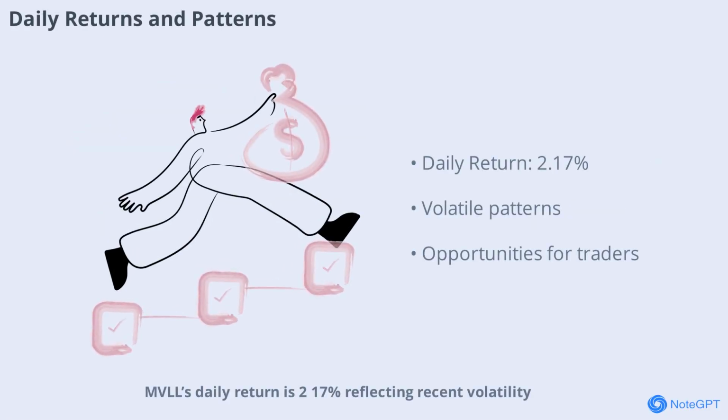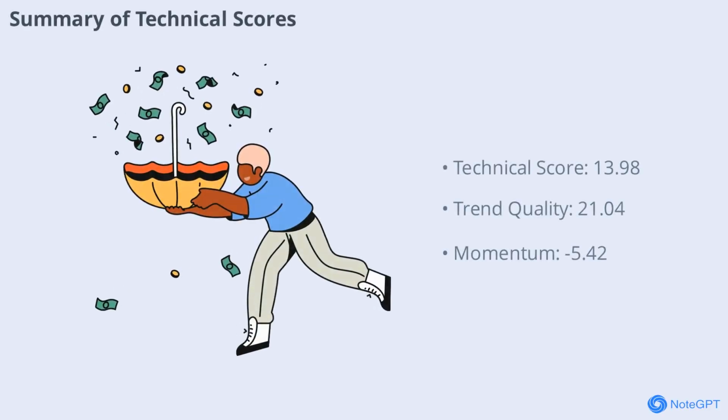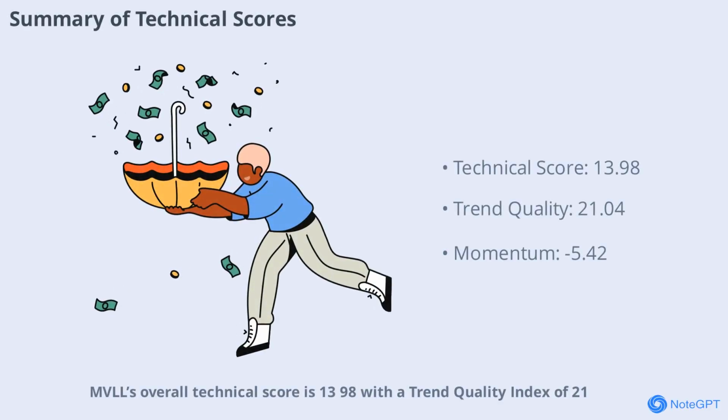MVLL's daily return is 2.17%, reflecting recent volatility. Patterns in daily returns can help identify periods of momentum or consolidation. Over the last quarter, the stock has alternated between sharp rallies and pullbacks, creating opportunities for both short-term and long-term traders. MVLL's overall technical score is 13.98, with a trend quality index of 21.04 and a momentum score of -5.42.